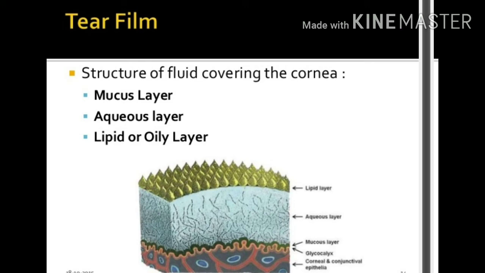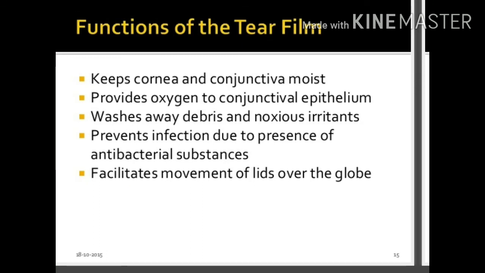The tear film consists of 3 layers: outer lipid or oily layer, middle aqueous layer, and inner mucous layer. The outer lipid or oily layer is secreted by the meibomian gland, Zeis gland, and Moll gland. The aqueous layer is by the lacrimal gland, and the mucous layer is by the goblet cells. The tear film keeps the cornea and conjunctiva moist, provides oxygen to the conjunctival epithelium, washes away the debris, and prevents infection due to the presence of antibacterial substances.